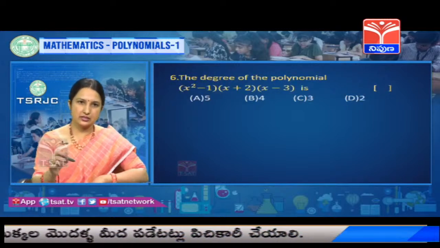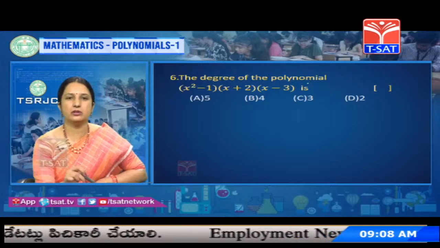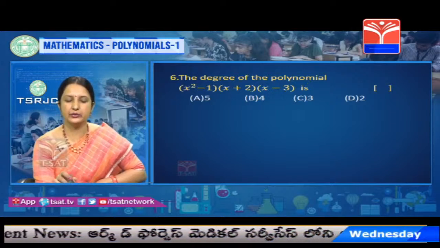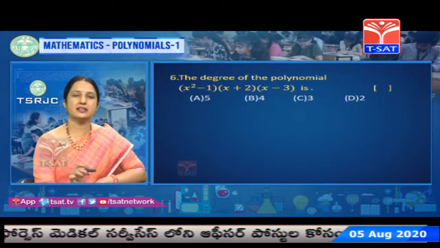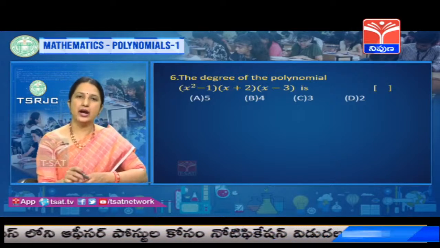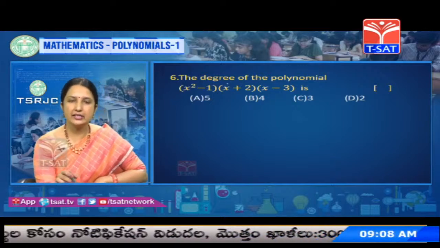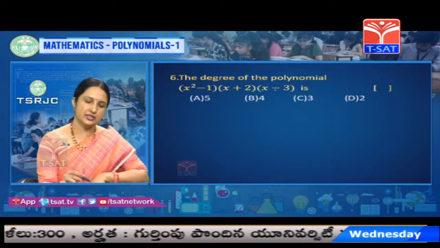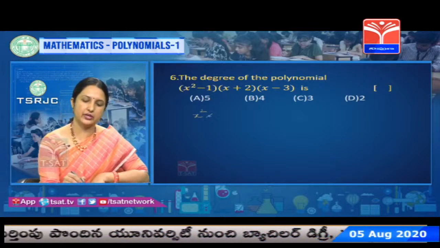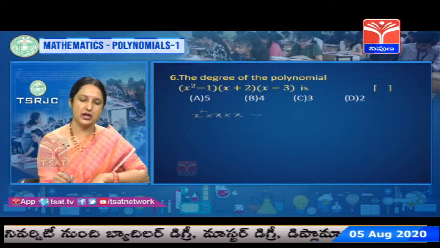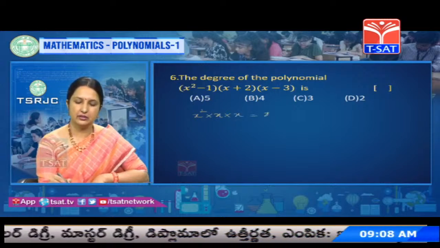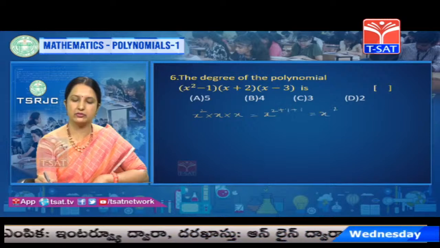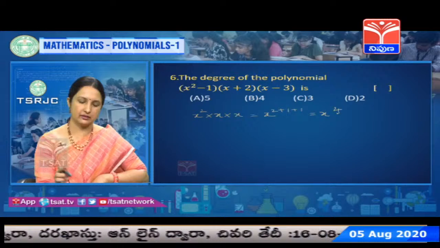Next, sixth question. The degree of the polynomial x square minus 1 into x plus 2 into x minus 3. This is there in the form of factors. You have to multiply those. We want a degree. Degree means highest power only. So, first you multiply all the x terms. X square into x into x. Just you have to multiply these three only. X power 2 plus 1 plus 1 equals 4. No need to multiply all the three.